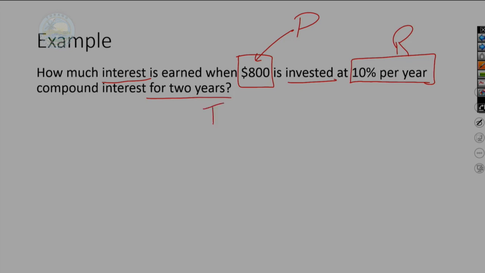So this is our time. Now, again, remember, when it comes to interest, you must remember that the rate and the time must be within the same period. So because this is per year and this is 2 years, we're in business. If it was being compounded per month, then we would have to find this in months. Good. So we want to find the interest, and it's compound.